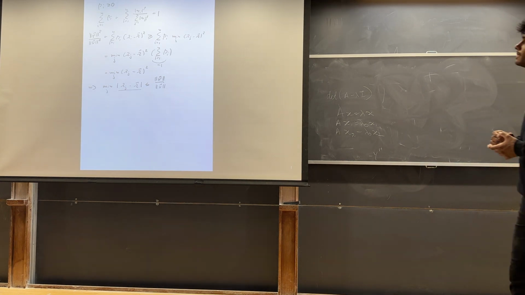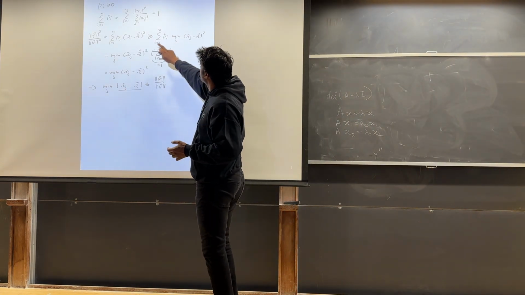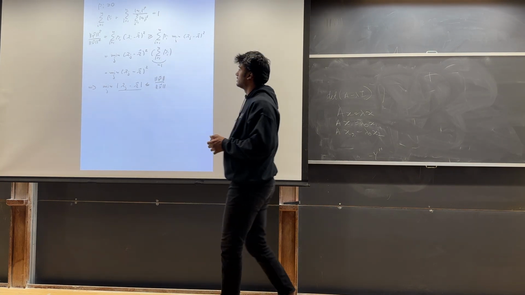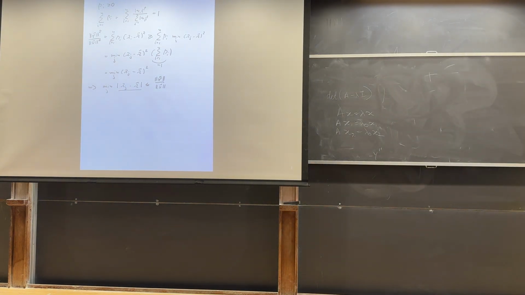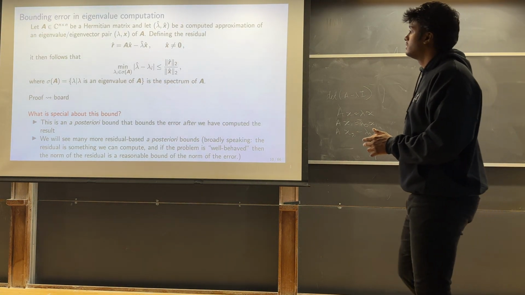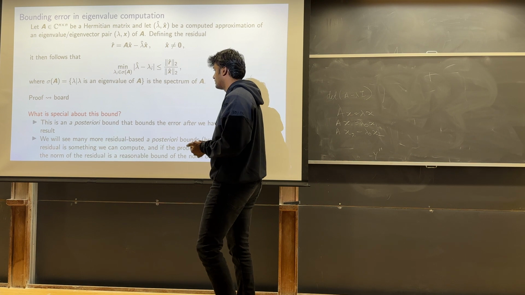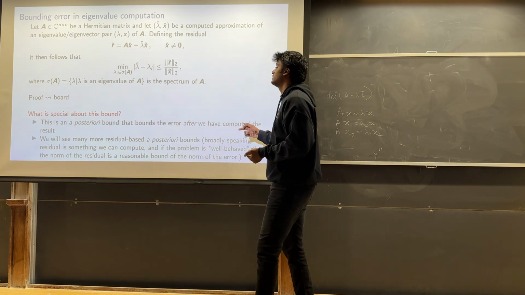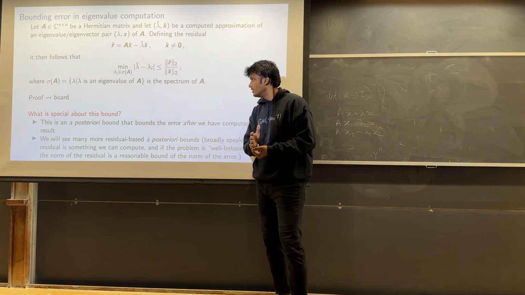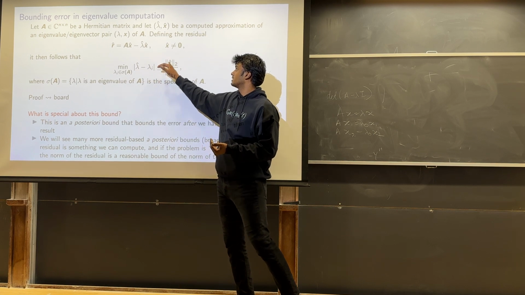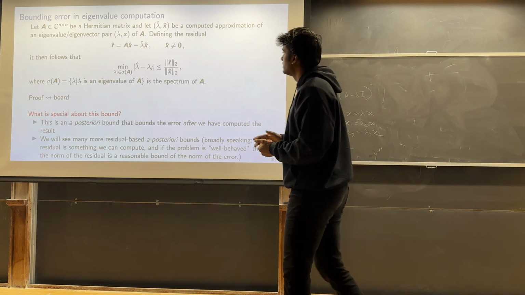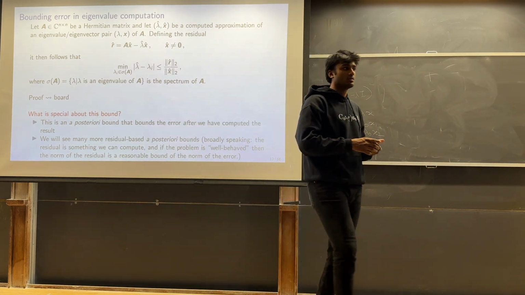And that sums up to 1, and therefore this is greater than or equal to the minimum of this number squared, so the minimum is less than this. So what's so special about this bound? This is an a posteriori bound. That means after I have calculated an eigenvector and an eigenvalue, I can give the error, how far my calculated eigenvalue is from the one that I wanted to calculate.